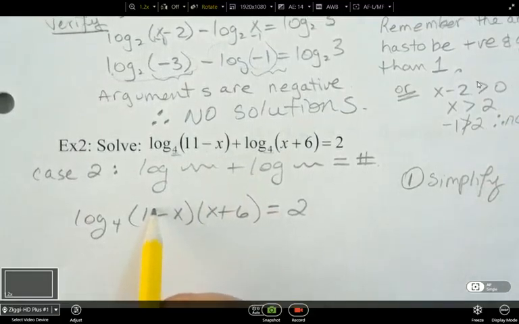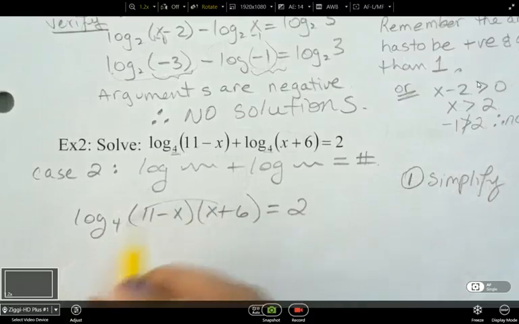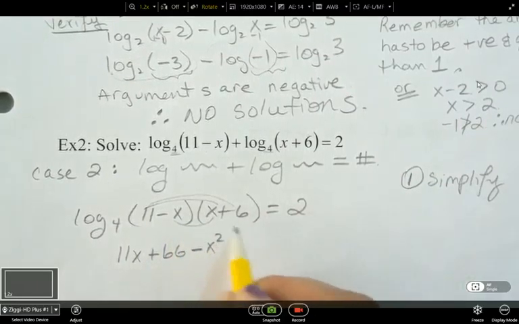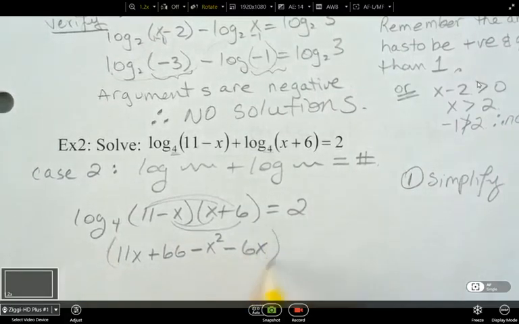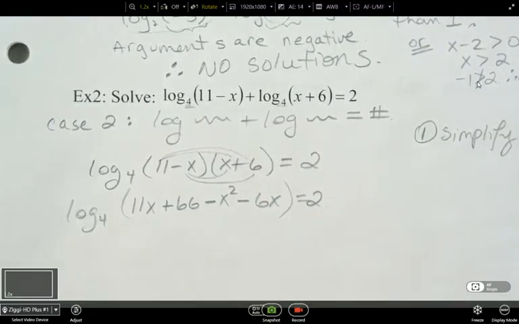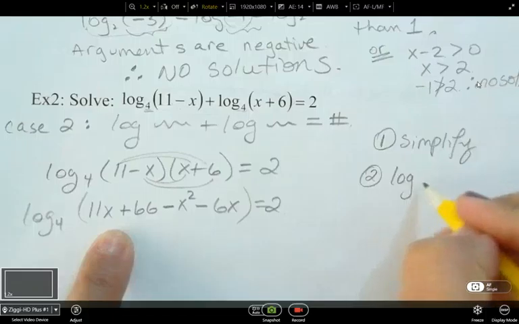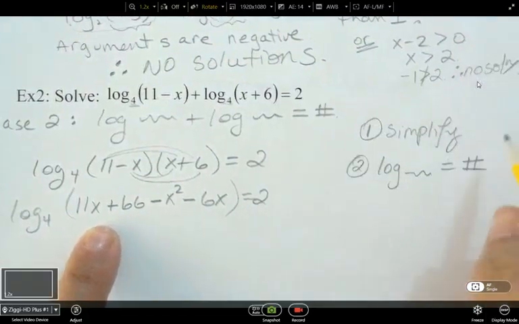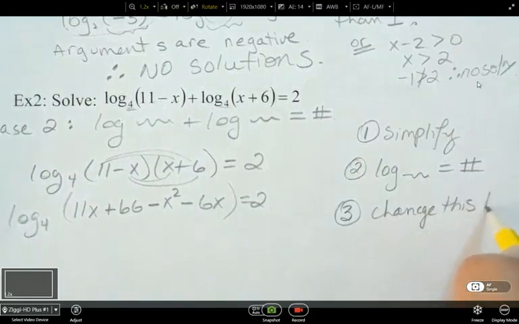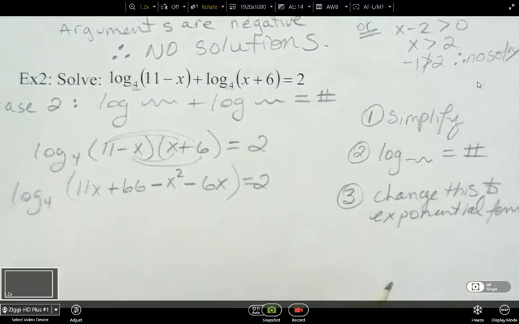And what do you think we're going to do to this here? Yeah, so you can multiply that together. So we've got 11x plus 66 minus x squared minus 6x. All right. Now, notice how we've got that simplified and we've got log something equals a number. Now, can we change this to another form? Do you recall another form? Change this to exponential form. So what is this going to look like if I have this in exponential form?